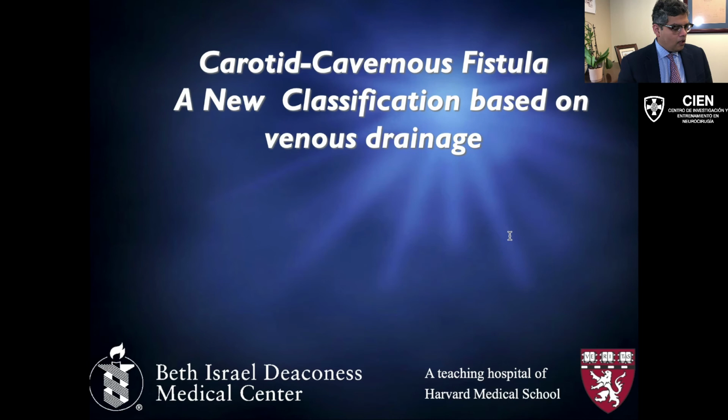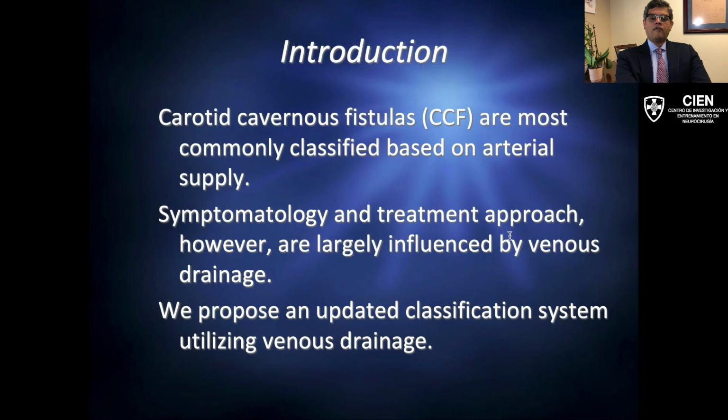Now I want to move on to a different area, carotid cavernous fistulas. I want to start with a new classification that we have proposed based on venous drainage. Now, traditionally, carotid cavernous fistulas are classified based on arterial supply, which is the Barrow classification. The problem with the Barrow classification is that the symptomatology and treatment approach is dictated by the venous drainage, not by the arterial supply. And therefore, we felt that a more updated classification system utilizing venous drainage was needed.